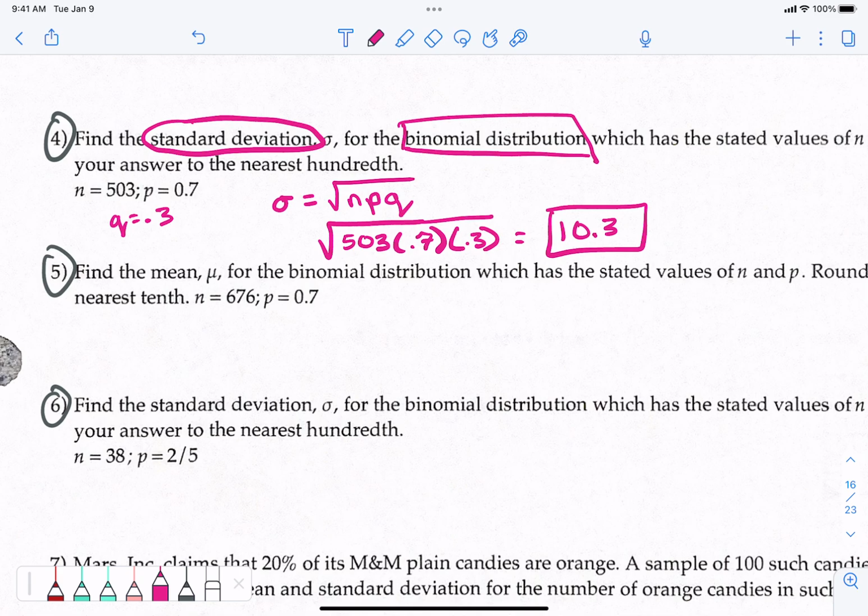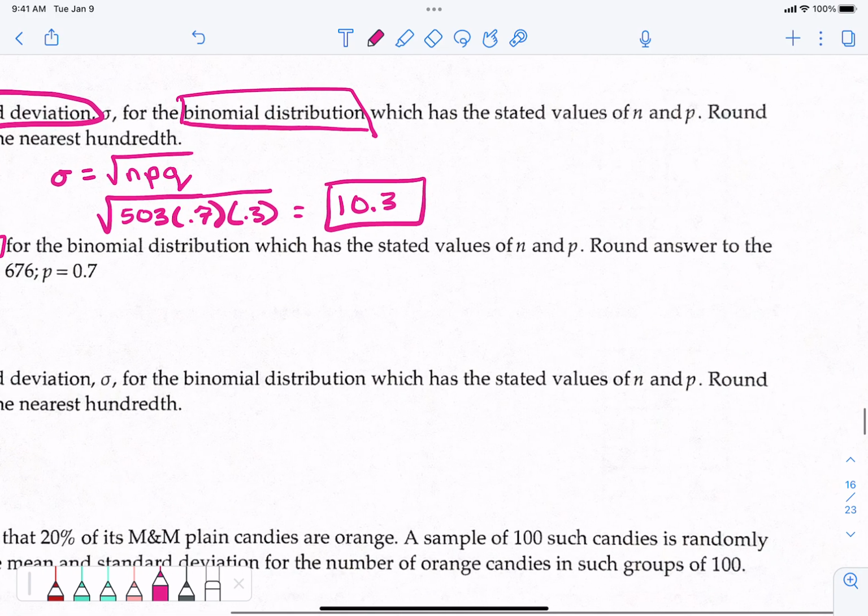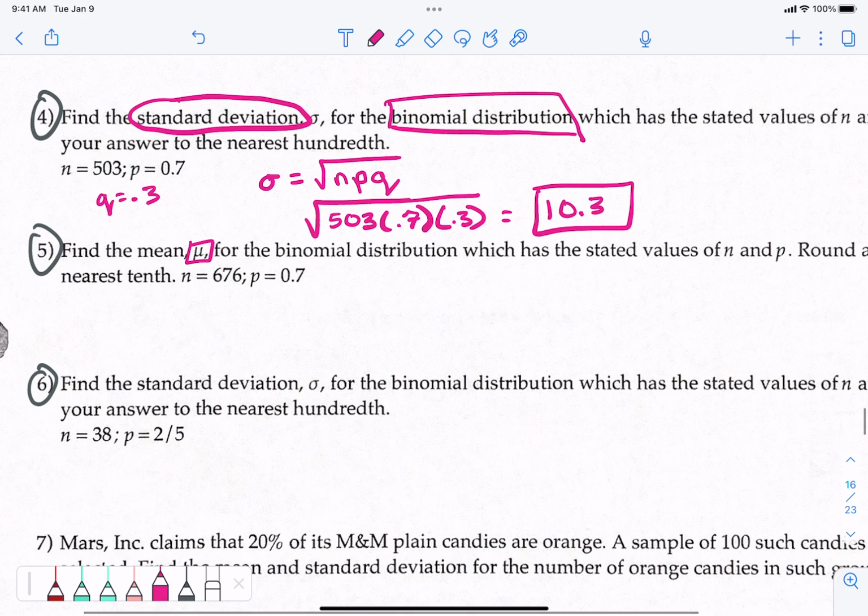All right, the next one, find the mean for the binomial distribution that has values of n and p. Round your answer to the nearest tenth. This should be in the same area. I'm going to get rid of that box.